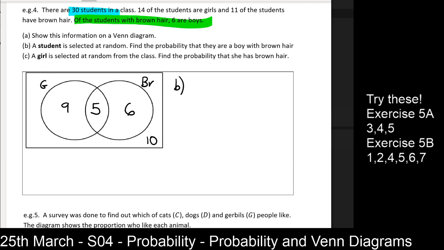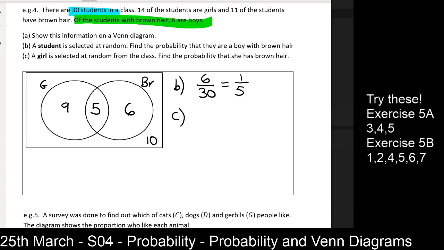For part B, a student is selected at random. Find the probability that they are a boy with brown hair. So a boy with brown hair, that's going to be 6 out of 30. And then I can just simplify that down to a 5th if I wish.